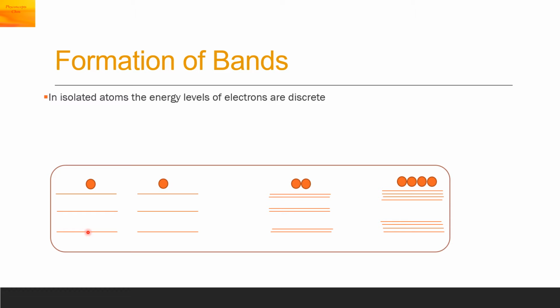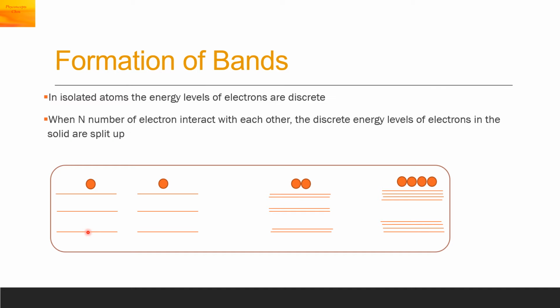But suppose n number of electrons interact with each other, then the discrete energy levels of the electrons in the solid split up. Like here the two electrons are interacting and it gives rise to these energy levels. If 4 electrons are interacting, again the energy levels split up, and we can see that these energy levels form a band.